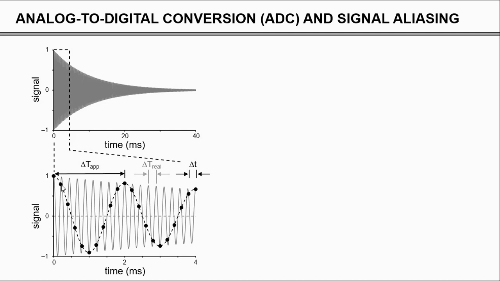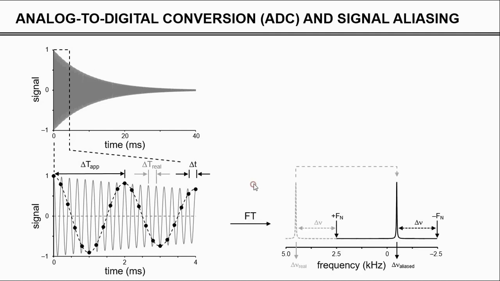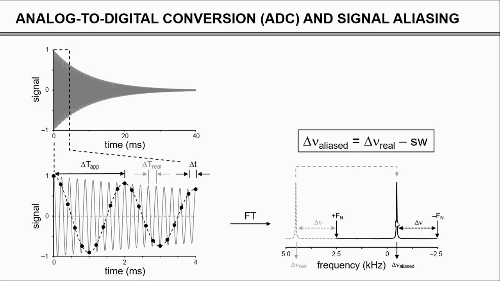However, the sampling points still make up a frequency. If you connect the dots between them, you get an apparent frequency at a lower frequency. And that's exactly what happens. If the true frequency here is at 4.5 kilohertz, the peak will actually appear at minus half a kilohertz. It basically folds back, or it aliases back, because it violates the sampling criterion. Now the frequency at which the peak appears is easy to calculate. It is the real frequency minus the spectral width.